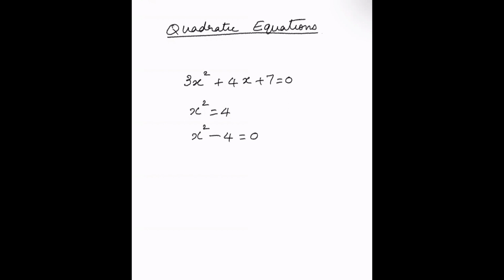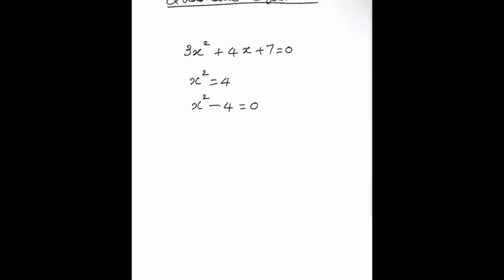Now here, the thing that you need to remember is that the general form, or standard form, of a quadratic equation is ax square plus bx plus c equal to 0. This is the standard form of a quadratic equation, and mandatorily a shouldn't be 0. If a is 0, then the x square term is gone, right? Or the x square term is not there.